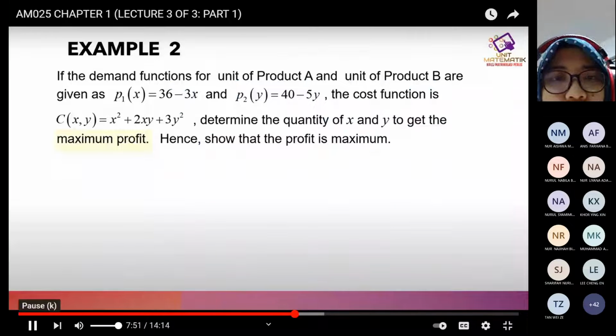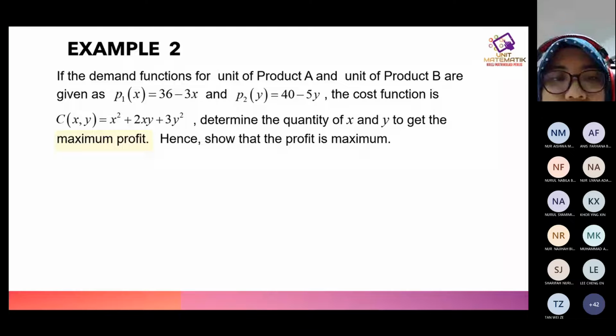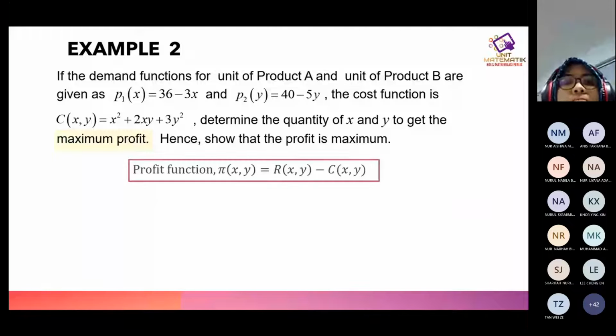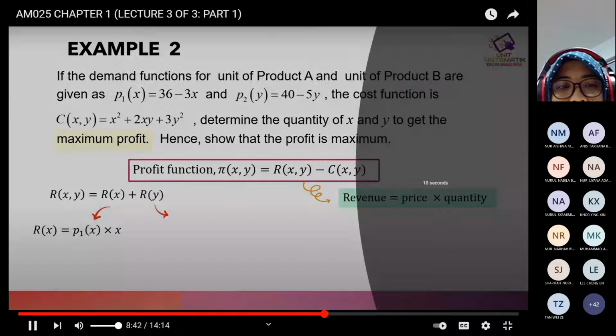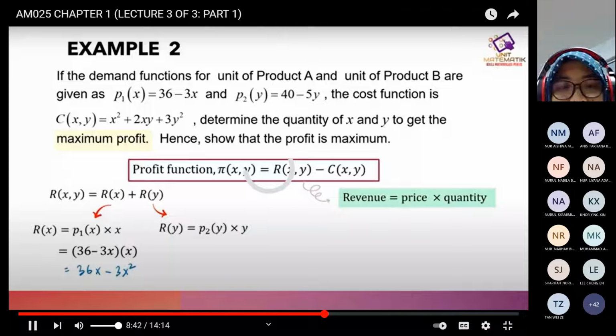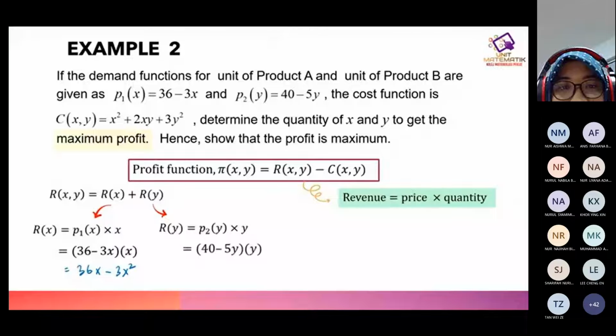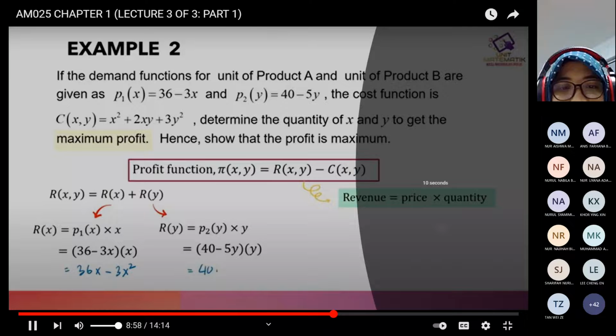We want to get the maximum profit. That means we have to find the profit function. Then we maximize the function. So the profit function, if you still remember, is revenue function minus cost. Revenue you can get by P1 times x, plus P2 times y. So you get 40y minus 5.